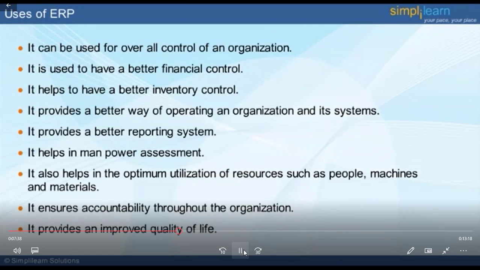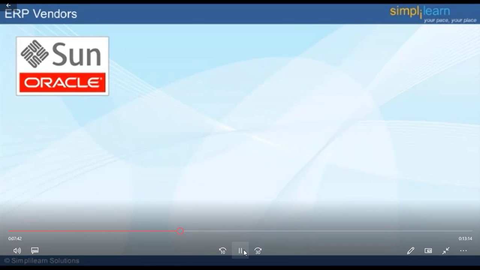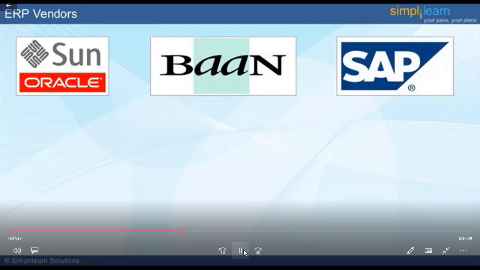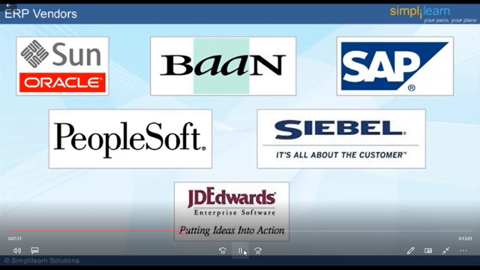Let us now have a look at the various ERP vendors. The various vendors of ERP include Oracle, BAAN, SAP, PeopleSoft, Siebel, and JD Edwards. We will now move on to the different SAP modules.